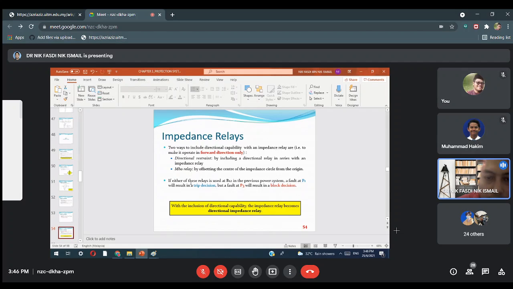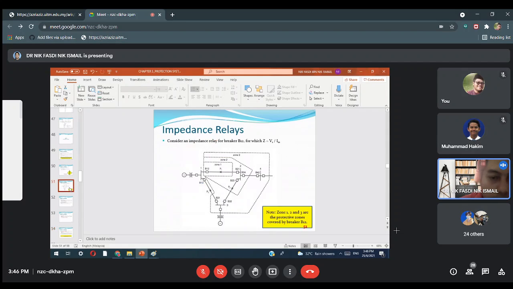Alright. If either of these relays is used at B12 in the previous power system, a fault at P1 will result in a trip decision, but a fault at P3 will result in a block decision. Apa maksud dia kat sini? Kalau kita tengok, let's say B12 ni dia ada combination dengan directional relay. Satu dipakai impedance relay, satu ni combine with the directional relay. So fault at P1 basically dia akan jadi forward. Okay, nama forward because current akan flow ke sini kan. Tapi untuk case ni dia akan jadi reverse. Kenapa? Sebab kat sini current akan flow ke sini and current akan flow ke sini.